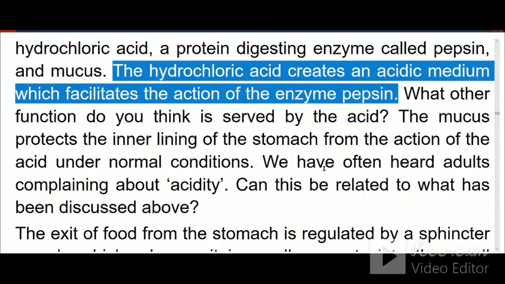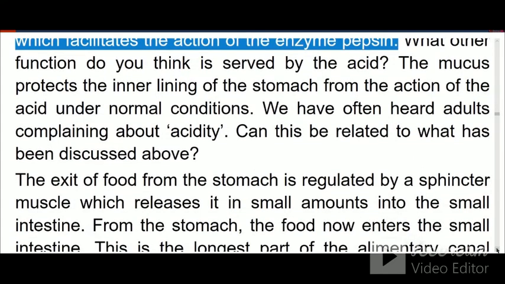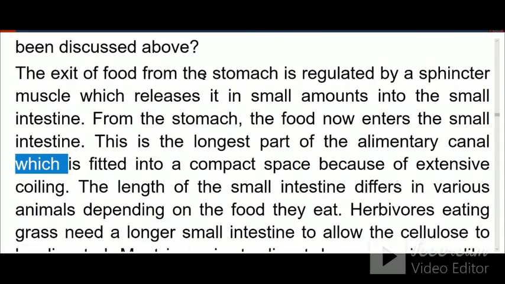We have often heard adults complaining about acidity. They complain about acidity because there is an excess amount of acid present in their stomach and there is a lack of food in their stomach. The exit of food from the stomach is regulated by the sphincter muscle which releases it in small amounts into the small intestine. From the stomach, the food now enters the small intestine.